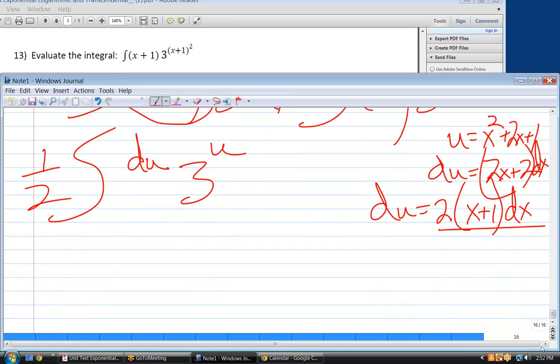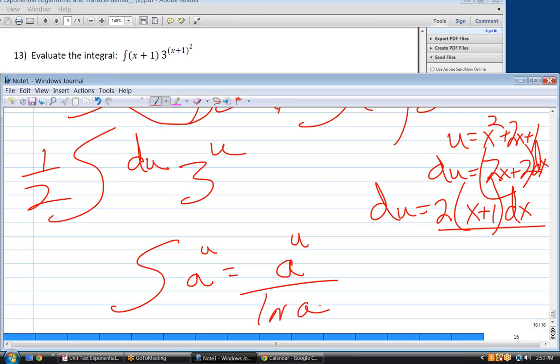Well, one more thing you need to learn about integration when you have a base other than e is the integral of a to the u. In other words, we know what the integral of e to the u is. It's e to the u. But the integral of a to the u is, oddly enough, a to the u divided by natural log of a. A little bit similar to what the derivative of the natural log was. In fact, it's exactly the same.